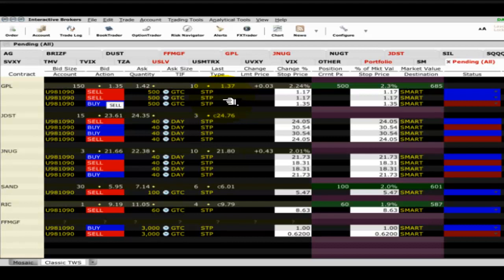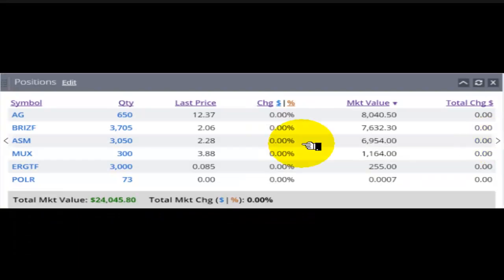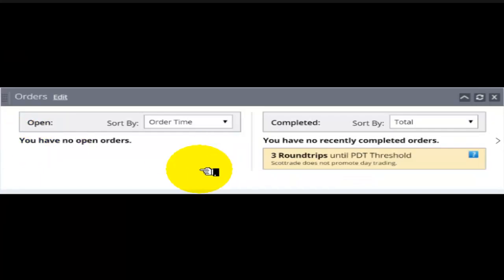So, moving on, this is another thing I want to show you real quick, if I can pull it up. Okay, yes, this screen right here. Not only is it important, the way you set up your account, but it's also important in the amount of money you fund your account with. You see this right here? 3 round trips until PDT threshold. Scottrade does not promote day trading. Okay. We talked about round trips and what those are. That's entries and exits. An entry followed by an exit is one round turn or round trip.